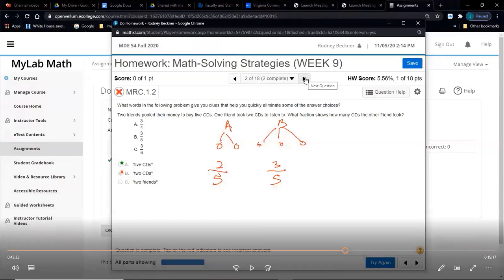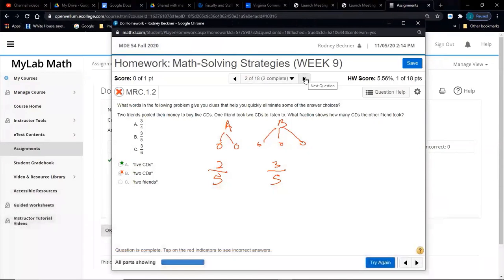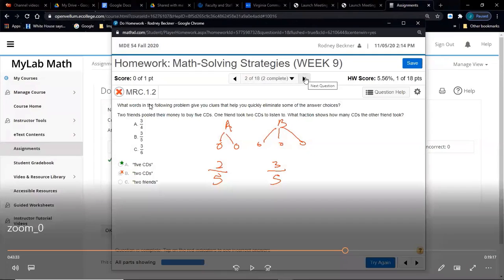pay attention or I miss something like a detail, like you saw earlier with the tenths versus the whole number for an answer. And when I was recording this, I didn't even read the top line, because I was multitasking, and when we multitask, that definitely lends to making mistakes. So what I didn't read is, what words in the following problem give you clues that help you quickly eliminate some of the answer choices? So that was the actual question.